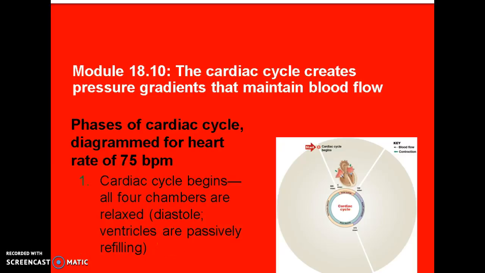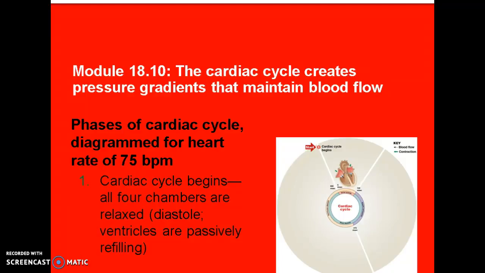We'll see a series of pictures. The numbers and timing of each cycle is not that important. But this is for a heart that's going to be beating at 75 beats per minute. And we see that the cardiac cycle begins with all four chambers relaxed. That means diastole, both atrial diastole and ventricular diastole.